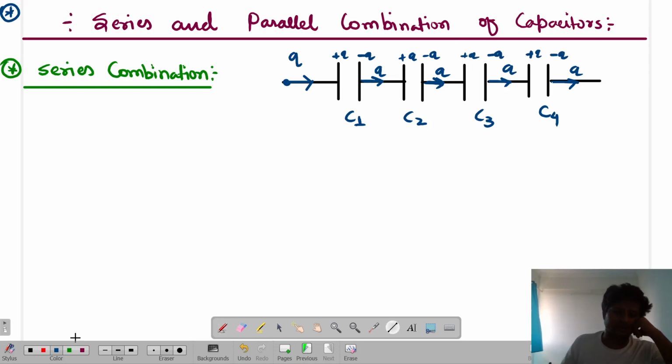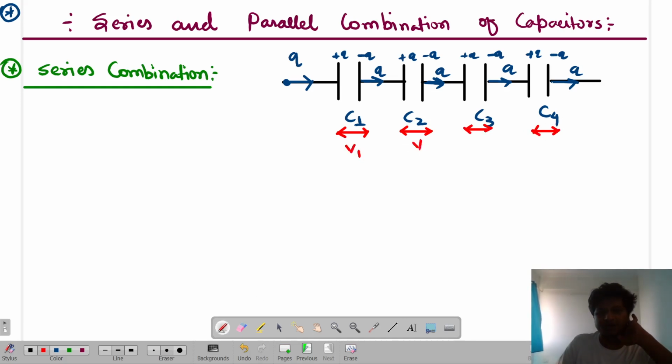Then what will happen? Q is equal to CV, and charges are helping to generate potential over here. So here there will be new potential, here there will be new potential, here there will be new potential, because capacitances are totally different and charges flowing in them are same. So here the potential will be V1, V2, V3, V4 and so on. Are you able to get me or not?